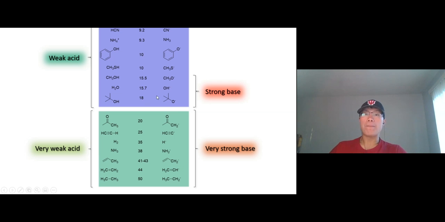Okay, these are real strong. Mostly for the E2 reaction, we're gonna go to this guy right here, and the hydroxide right there, and hydride.